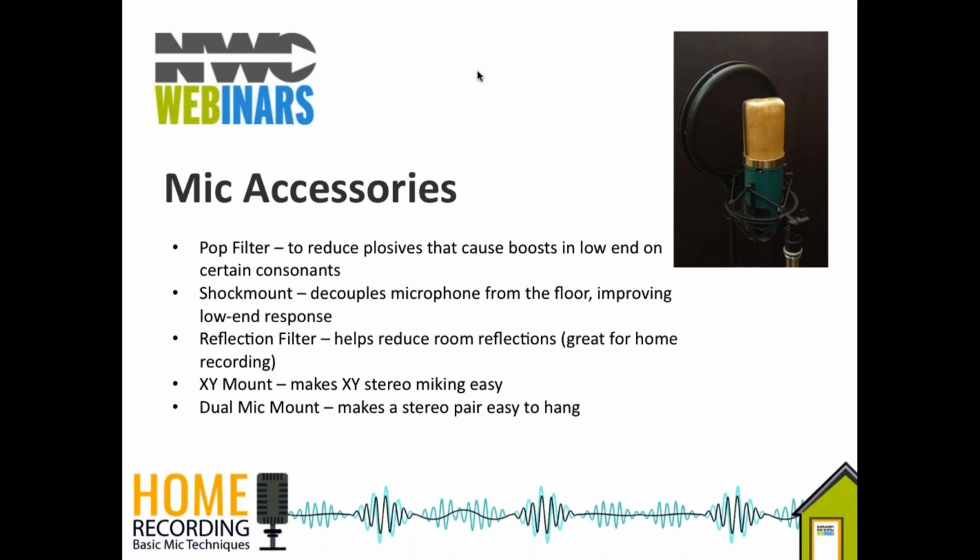An XY mount is just a mount in which you can place two small diaphragm condensers or two microphones of any kind in an XY configuration, which we'll talk about in a sec, and it just makes that setup a little easier where you don't need two stands, you just need one stand and this little mount. And a dual mic mount is the same thing. It's just basically a mount that holds two microphones on a stand as opposed to two stands holding two microphones.